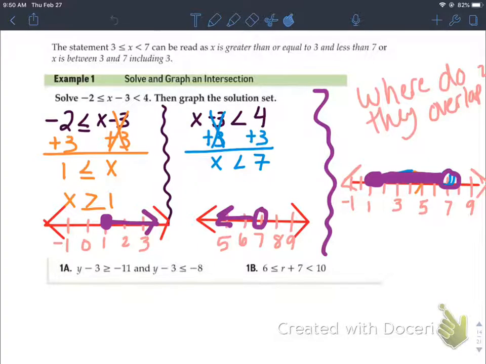They overlap, and I keep a solid circle at 1 and an open circle at 7, connecting the two graphs, and then you are done with that problem. Try the two below, and we will go on to example 2 in a second.